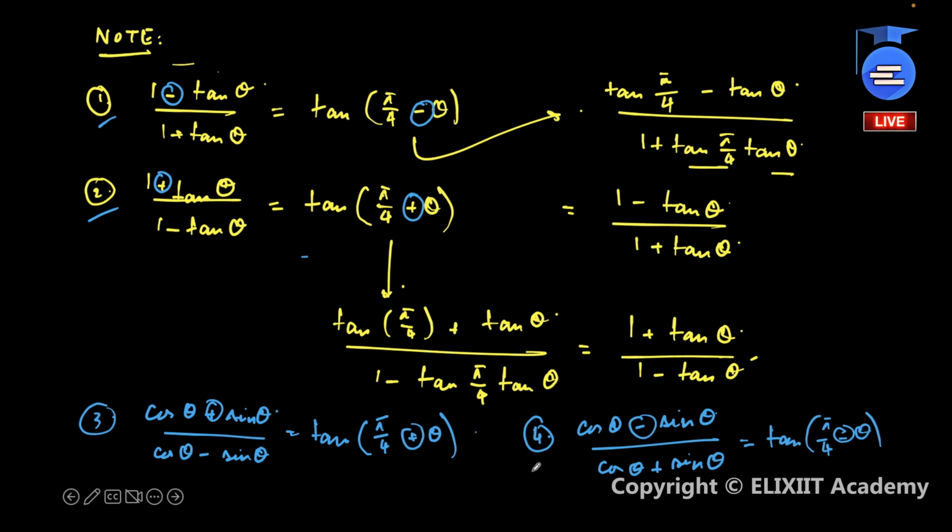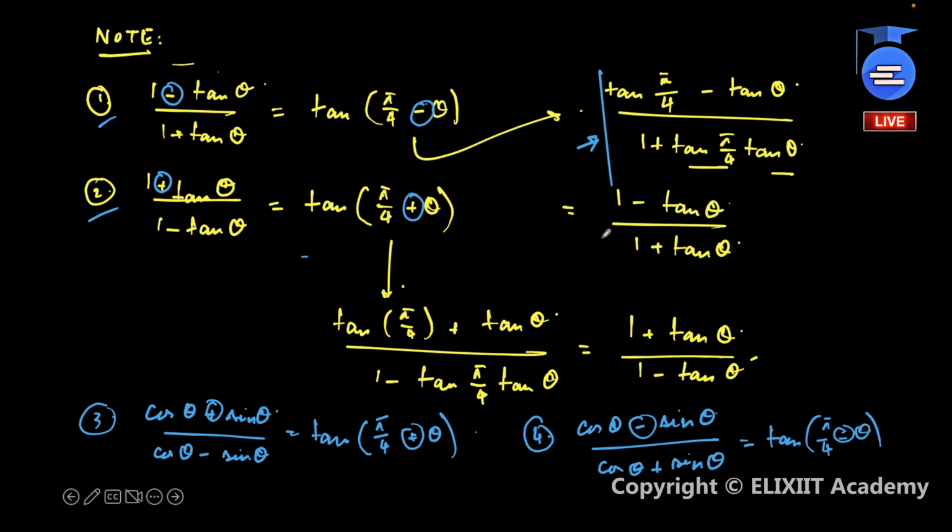Okay, this will save you time. Otherwise you have to genuinely solve this. Once you see 1 minus tan theta upon 1 plus tan theta, you will replace 1 by tan pi by 4, then tan pi by 4 minus tan theta upon 1 plus tan pi by 4 into tan theta, because tan pi by 4 has the value 1. So genuinely we won't do so many calculations. Why shall we do so many things? Just directly we will see this and simply apply.